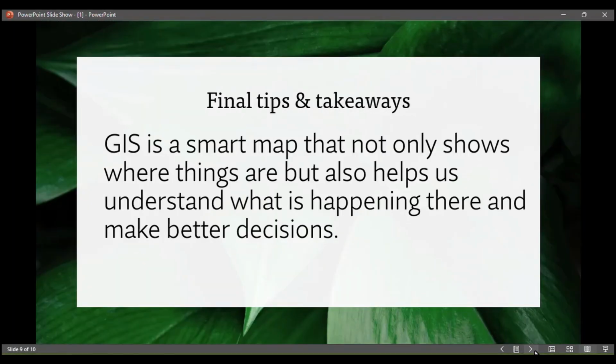Final tips. GIS is a smart map that not only shows where things are, but also helps us understand what is happening there and makes better decisions.